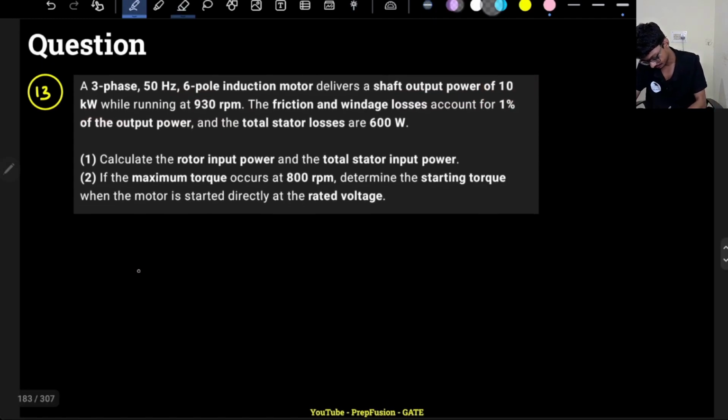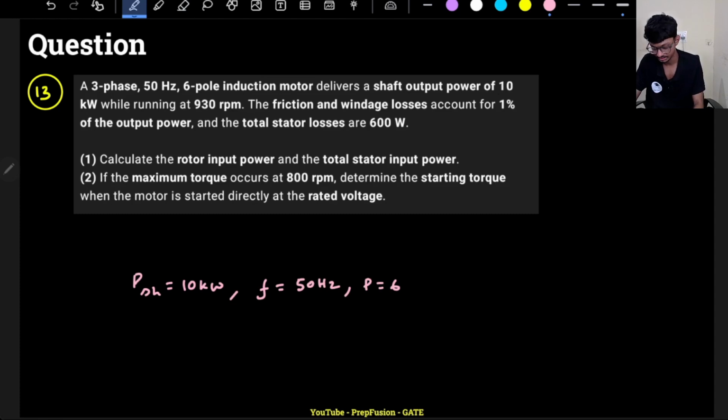So P shaft is 10 kilowatt, frequency is 50 hertz, number of poles is 6. Remember, this time the synchronous speed will change, and the rotor is rotating at 930 rpm.